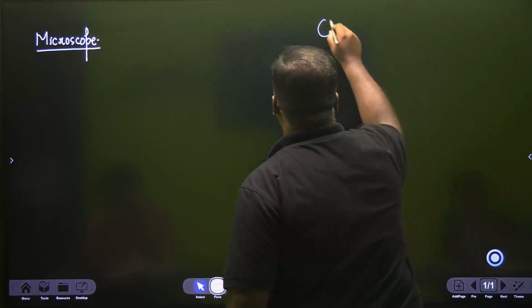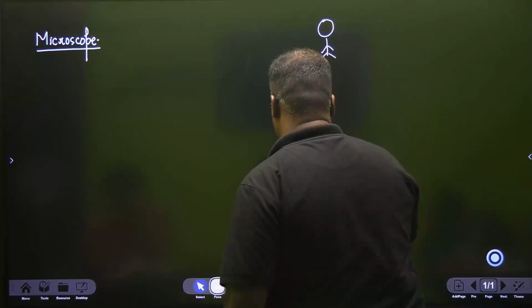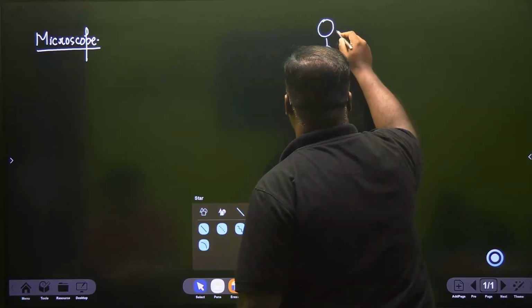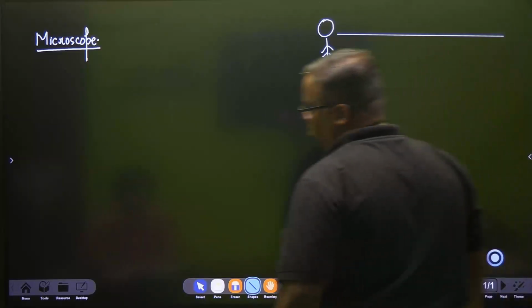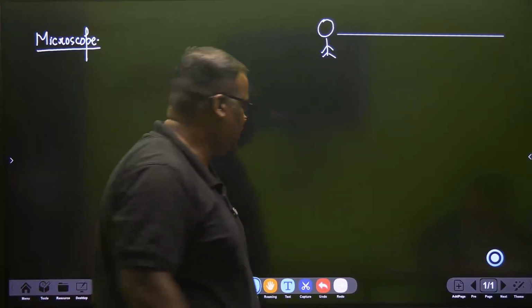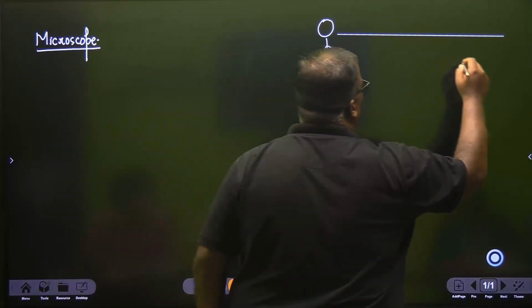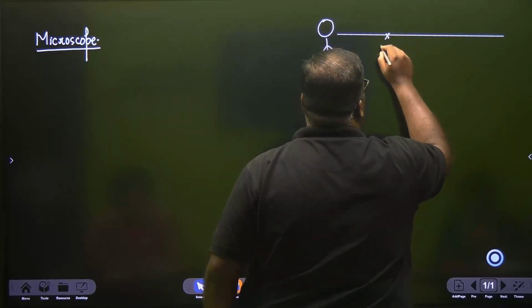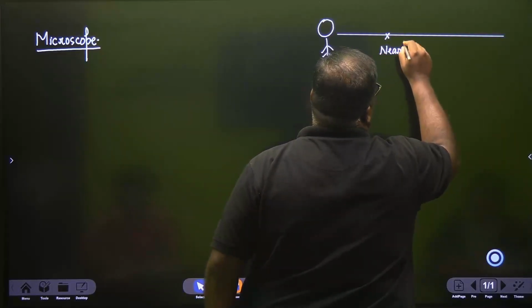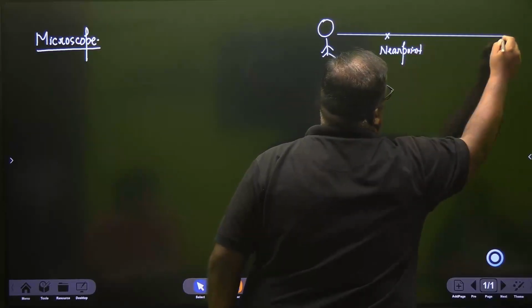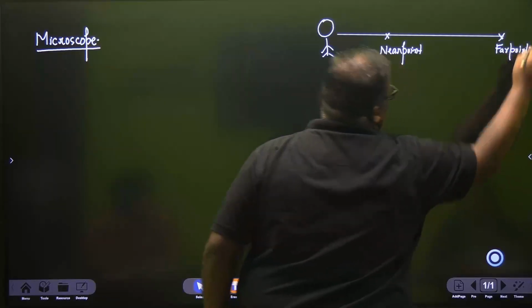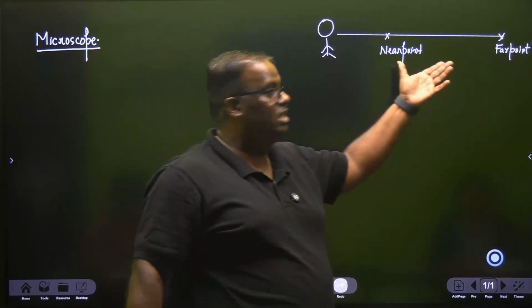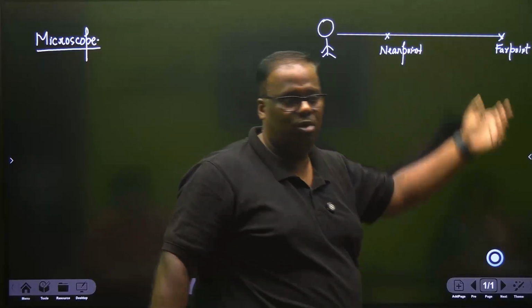So as a human being, this is our line of sight. What is the range of vision of a human being? All this we have studied in grade 10. The range of vision of a human being has two points: one is known as the near point, and one is known as the far point. As a human being, you are supposed to see distinct and clear only between this range.